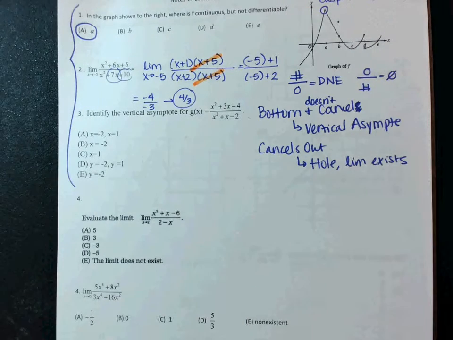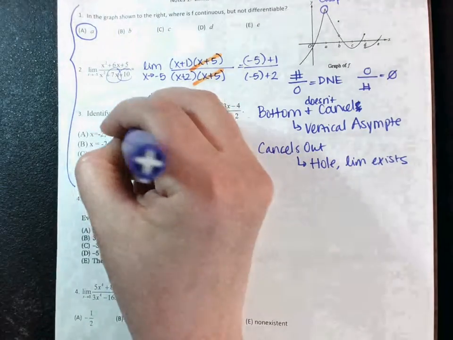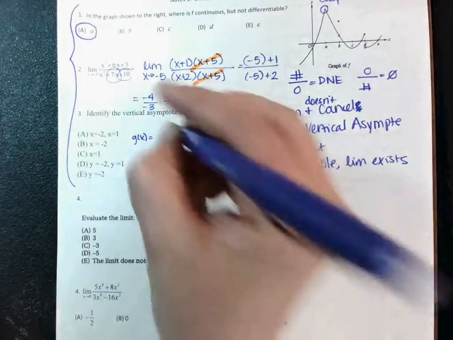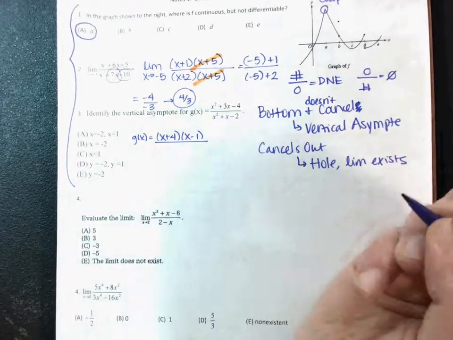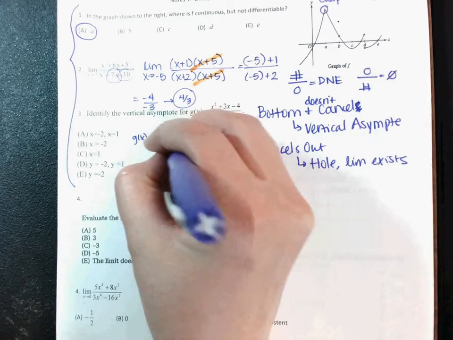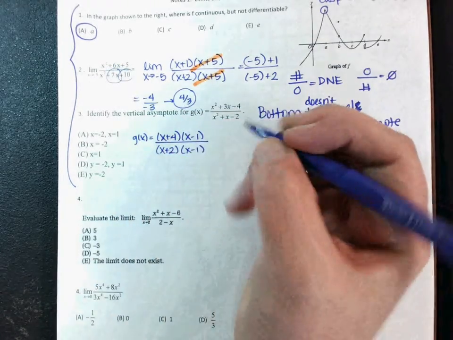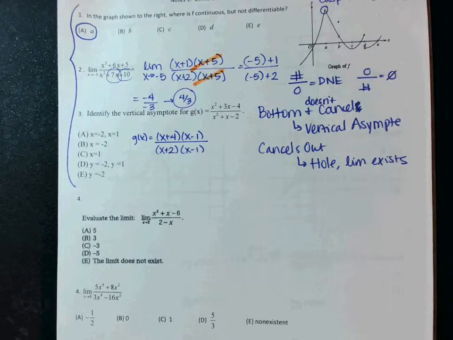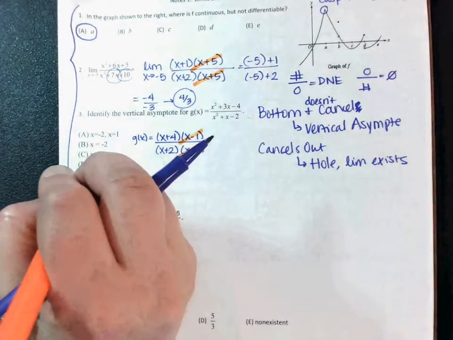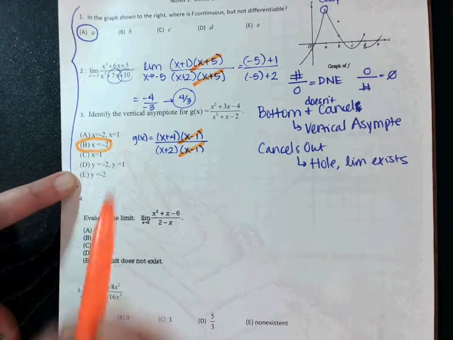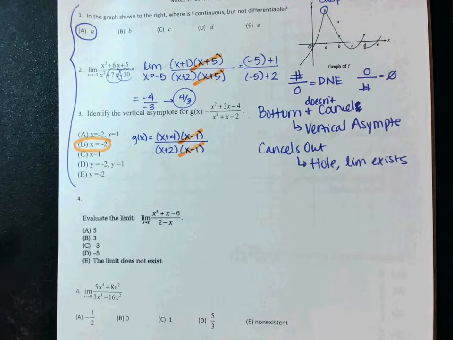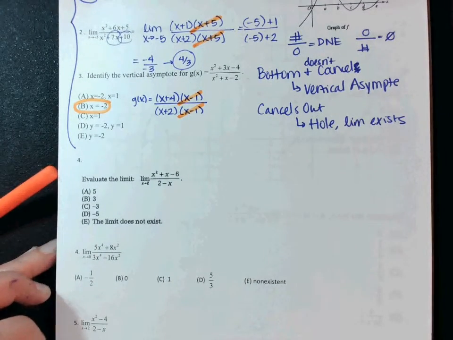Okay, so top of this one. You should have gotten x plus 4 and x minus 1. On the bottom, you should have gotten x plus 2 and x minus 1. Did you get it? Okay, so then the vertical asymptote is the one that does not cancel. So it would be, is it E? B. Did you say B and I heard you wrong? Okay. Keep in mind it's x equals.